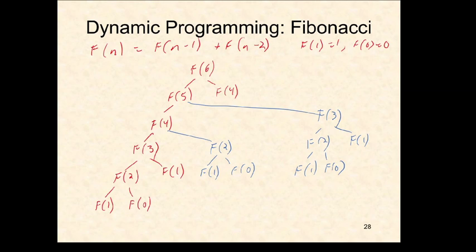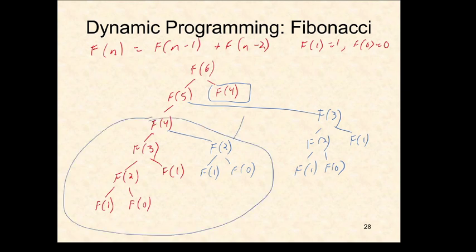So now I'm back to, hey, I want to finish fib of 6. I need fib of 4 all over again. So basically, this whole subtree goes under fib of 4. So you can see how we start repeating a lot of work.